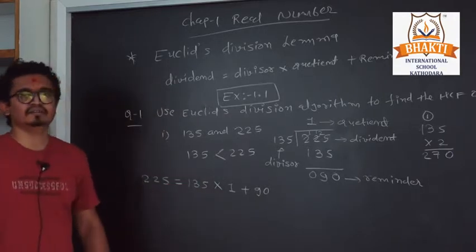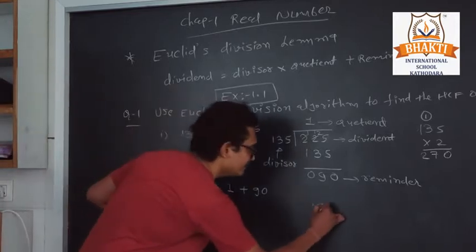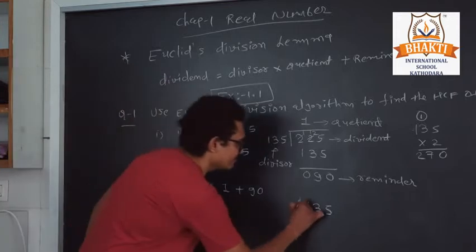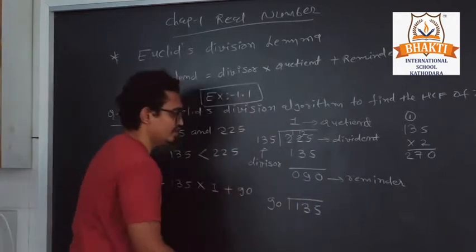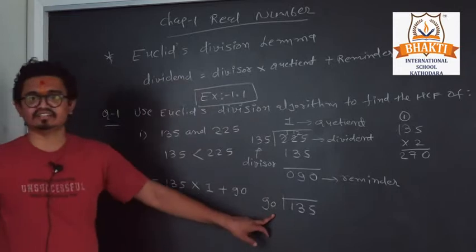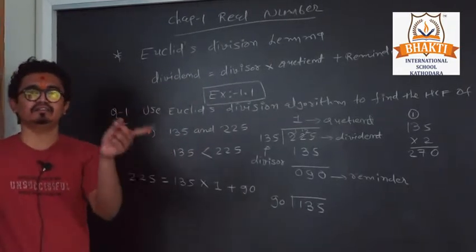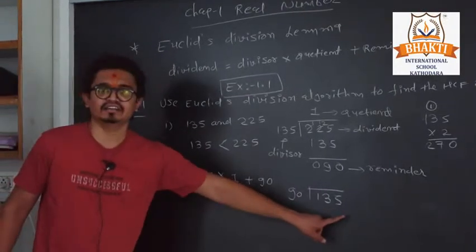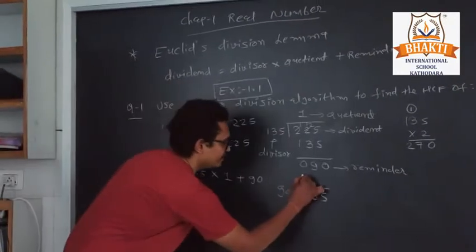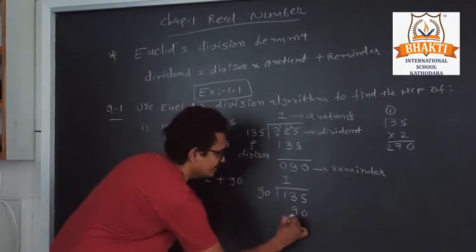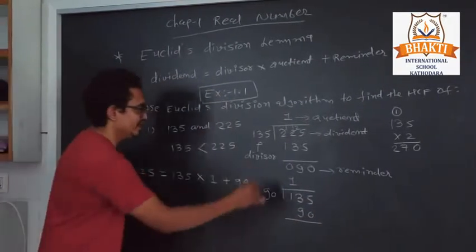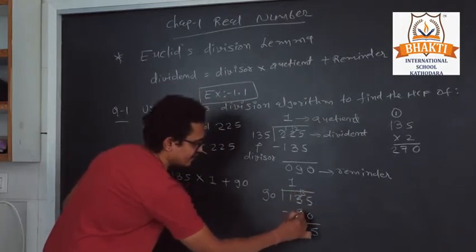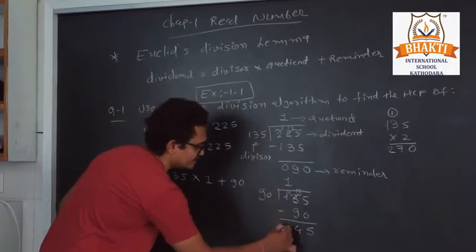Now once again we take 135, which will be divided by 90. Here we start: 90 ones are 90, and 90 twos are 180. 180 is greater than 135, so we take 90 ones are 90. Here we have 13. 13 minus 9 is 4, and here we have 0. So it will be 45.